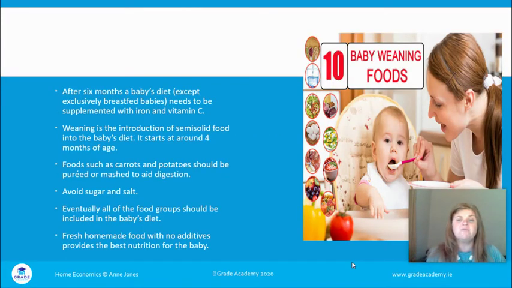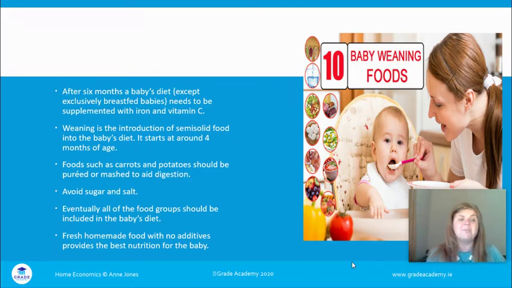Then as the baby moves on, the baby at 6 months will start to have solid food introduced, and that stage is known as weaning. We need also to make sure that our baby is getting enough iron and vitamin C at this stage. The weaning stage can start sometimes around the age of 4 months, but normally between 4 and 6 months. And the food that the baby will be given will be pureed, semi-solid, to allow the child to actually be able to eat it.